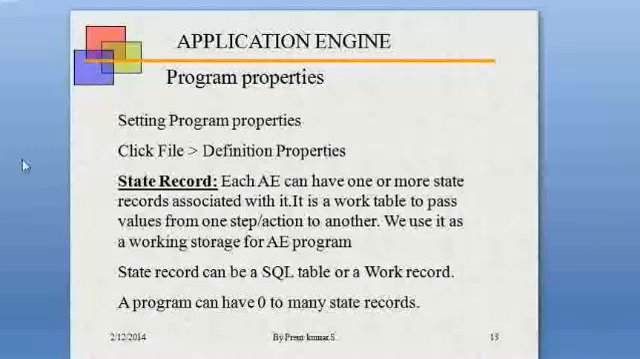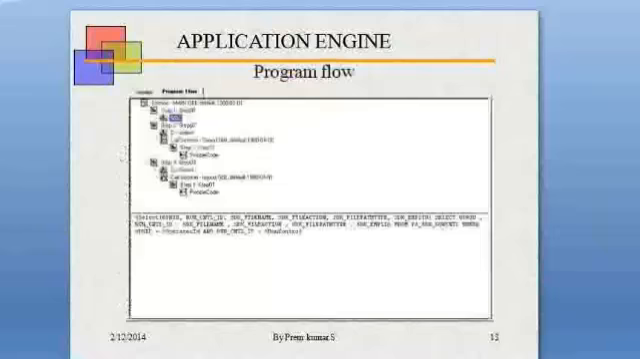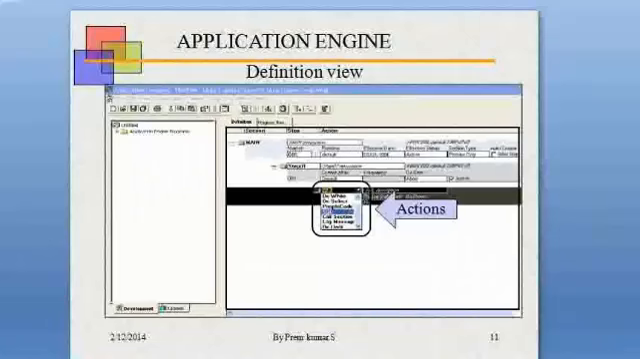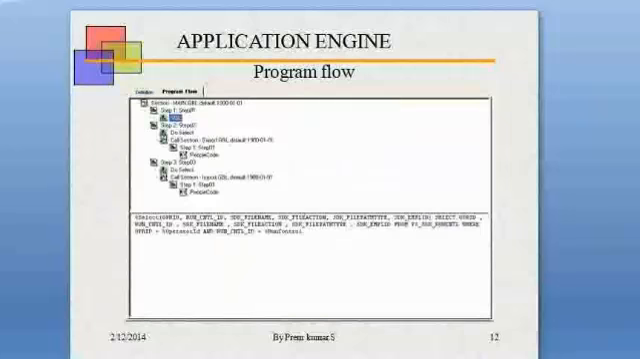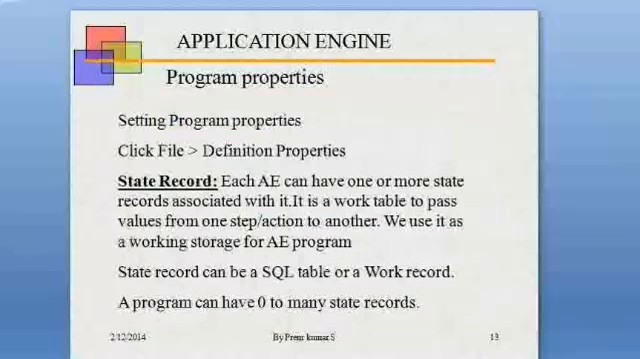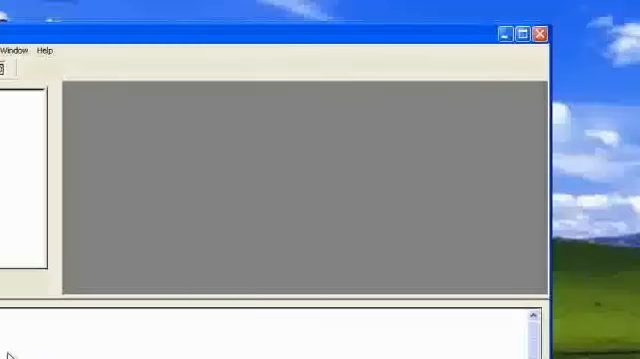Okay, in our previous discussions we completed the AE structure explanation. This is the AE structure. A section, step, action will be there in every application engine, and the program flow chart will be there. Coming to the program properties, we have 4 attributes in our application engine.